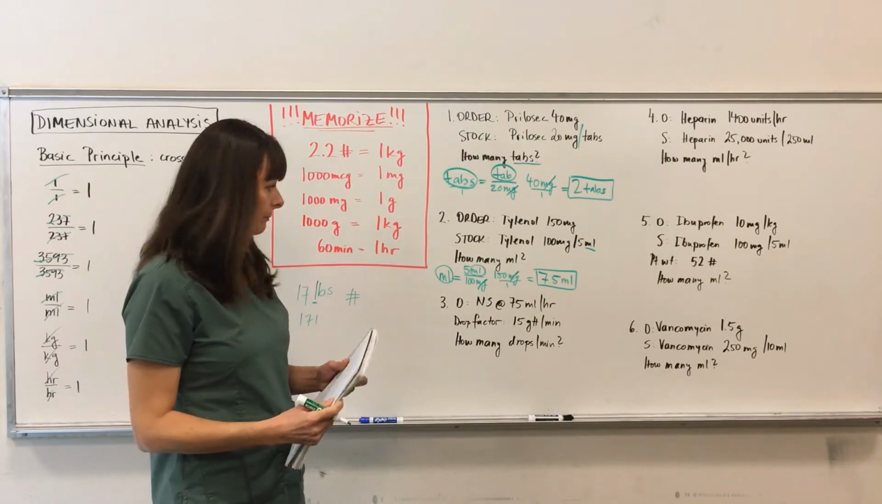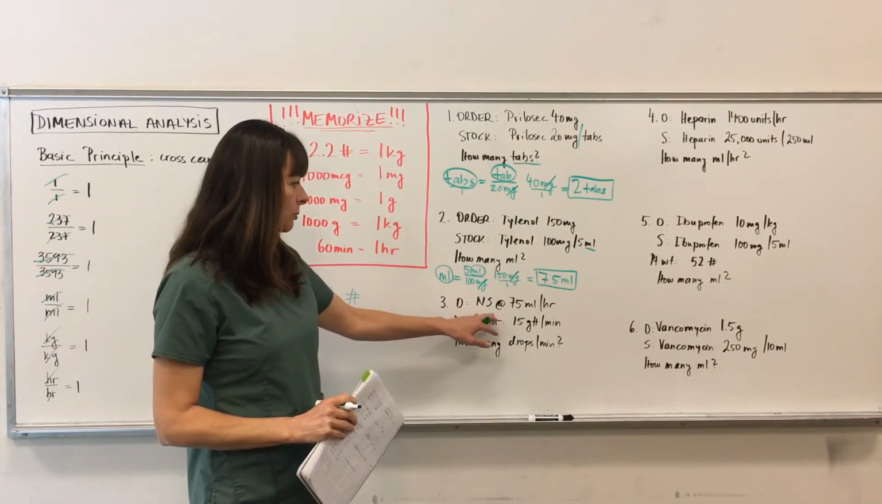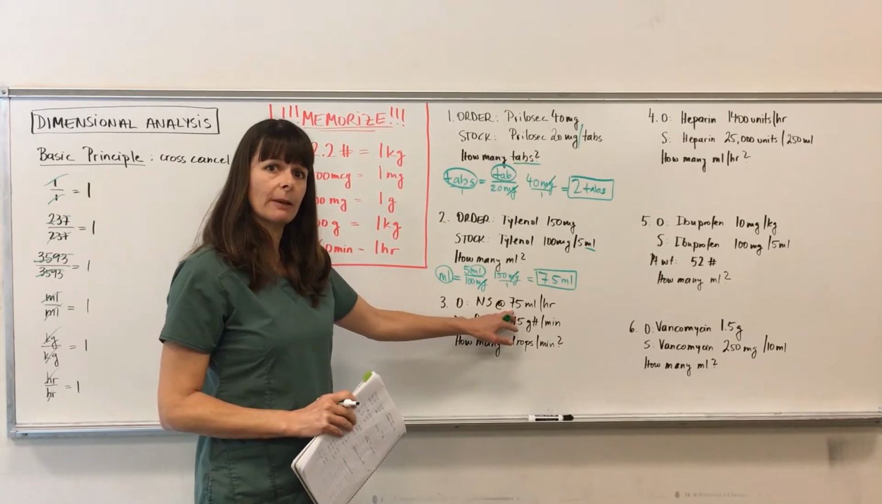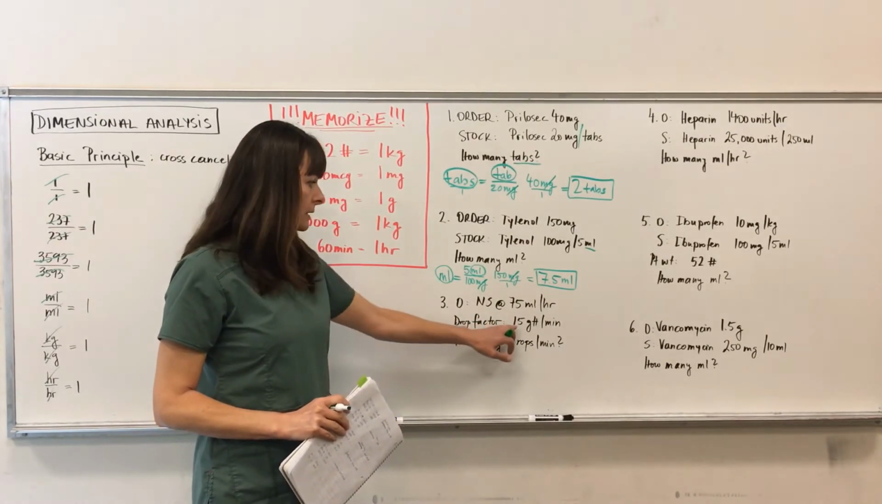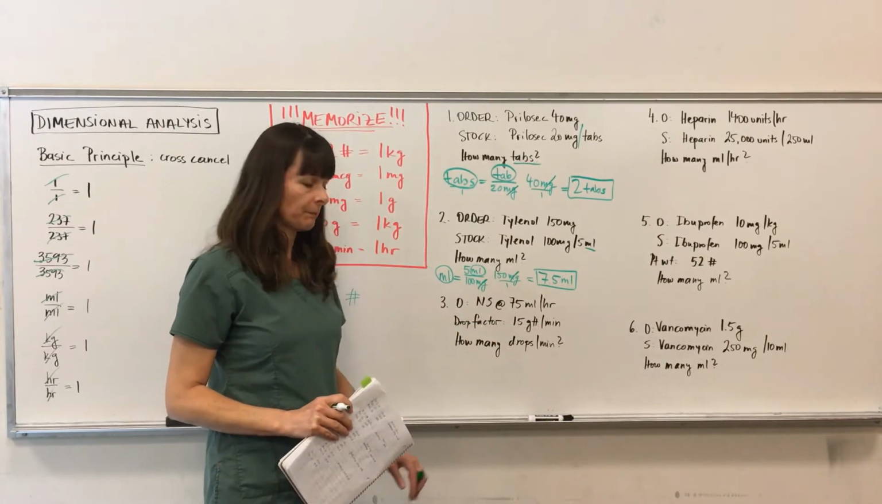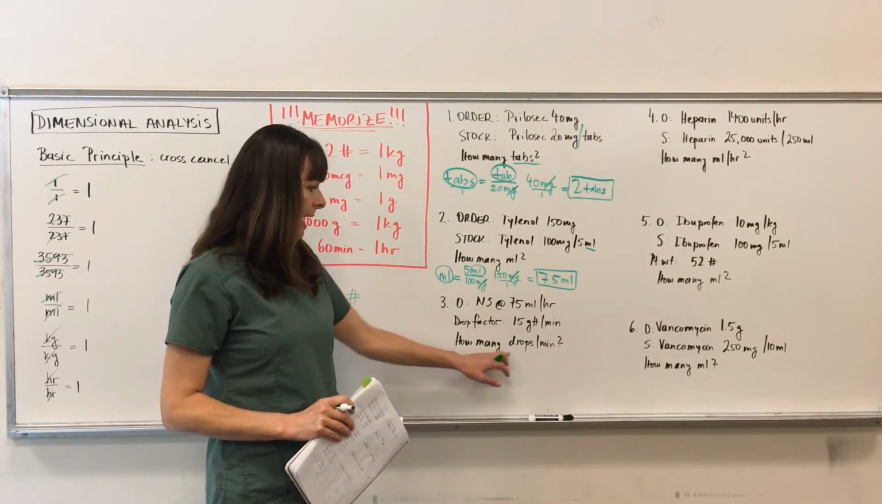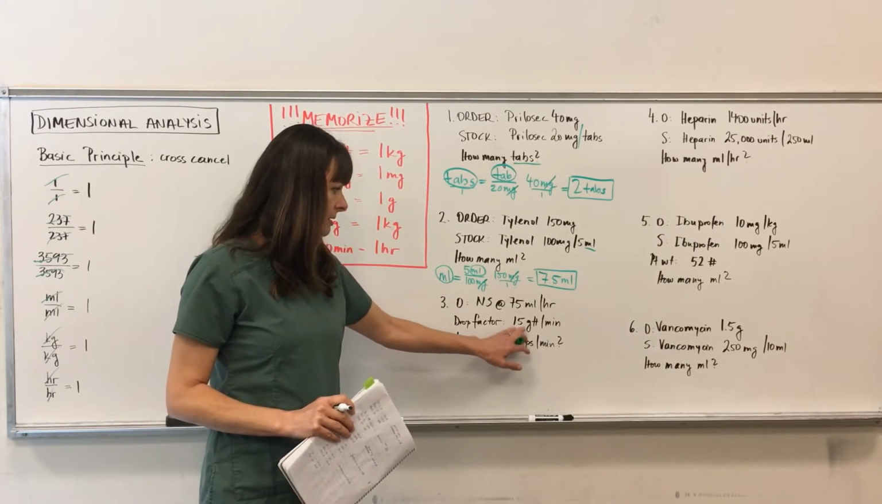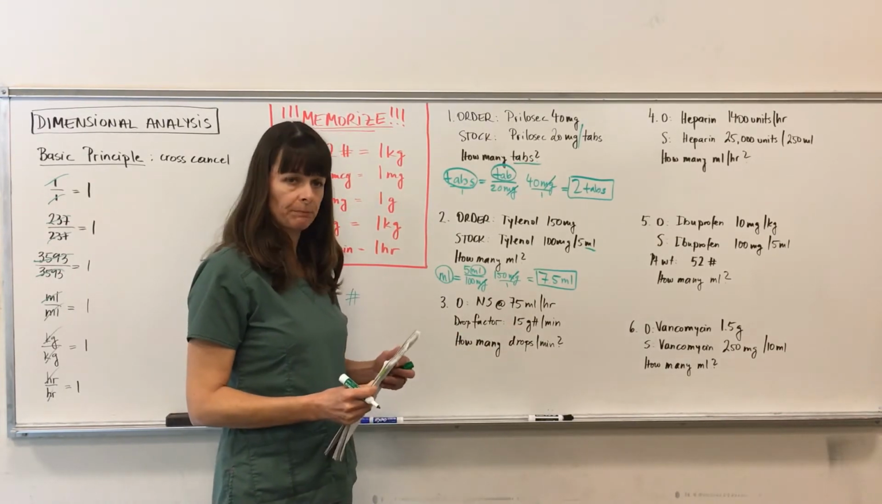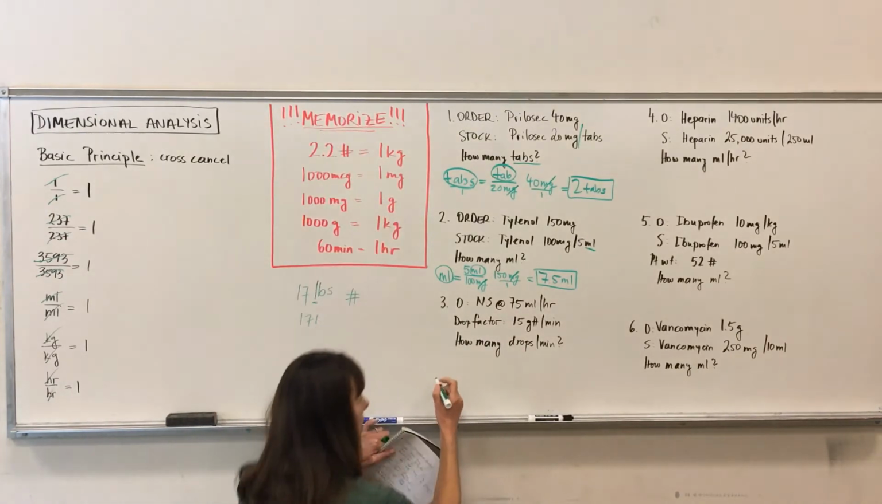Example number 3. Now we have an order for normal saline to be administered at 75 milliliters per hour. Our drop factor for our IV tubing is 15 drops per minute. So now the question is, how many drops per minute will I administer? And drops, the abbreviation is GTT. So now we're looking for drops per minute.